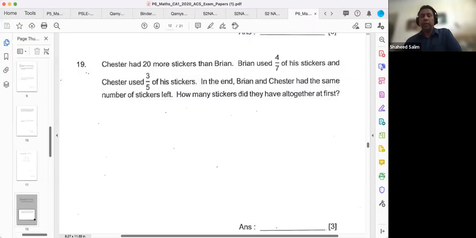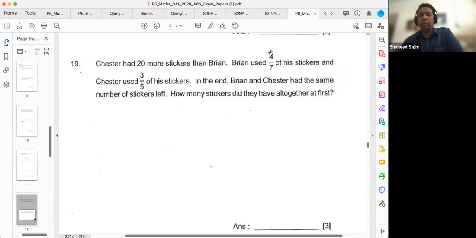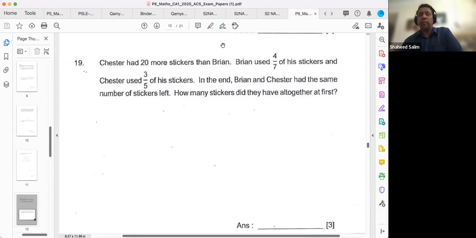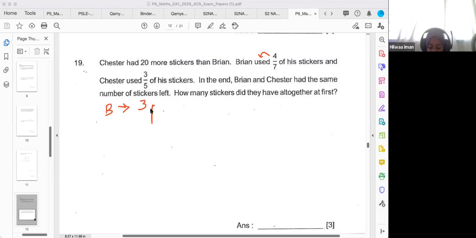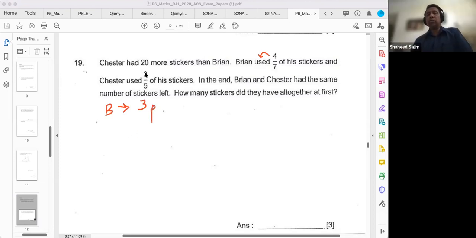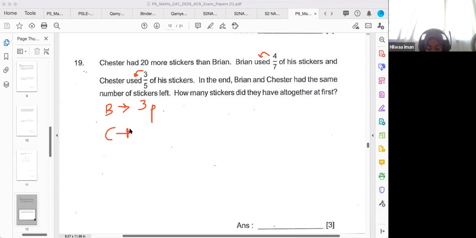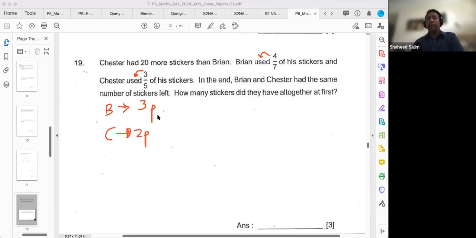Okay, down here. First of all, Brian, he used 4. Do you agree? First of all, Brian used 4 of his stickers. How many parts of his stickers is he left with, Brian? 3 parts left. And then Chester, he used 3 parts of his stickers. How many parts left? 2 parts left. And then they tell us what is left is equal, you know.